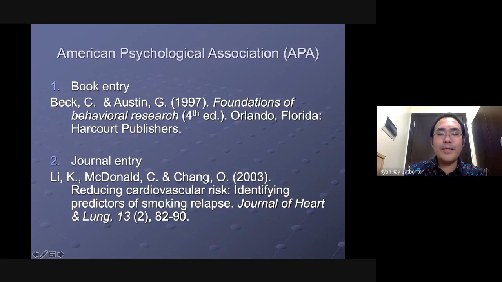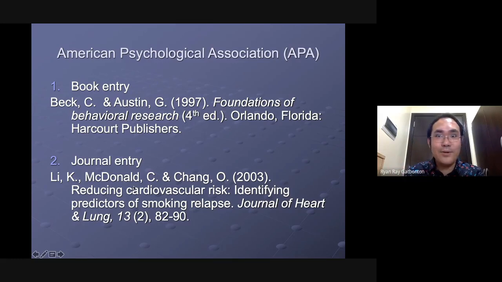Sir, may nakikita po kasi kaming mga journal entries na may et al. So what is the ruling for et al? In APA 6th edition, you can insert up to 7. Dapat kung 7 authors or less, you have to indicate all the authors. Okay? That's for the 6th edition.